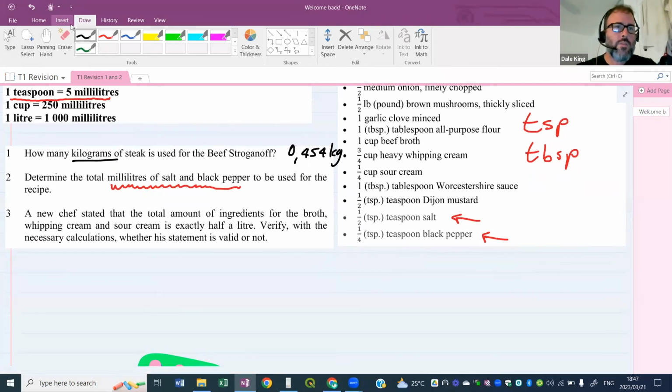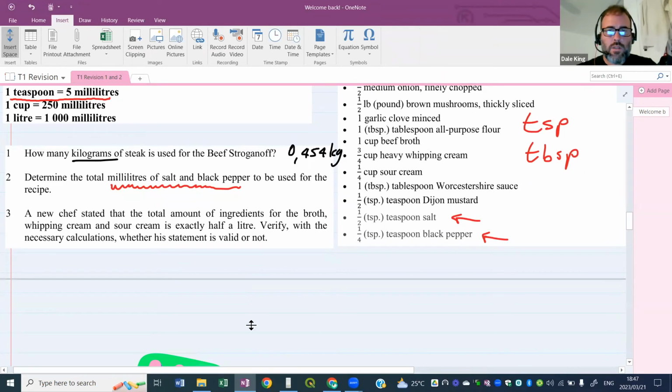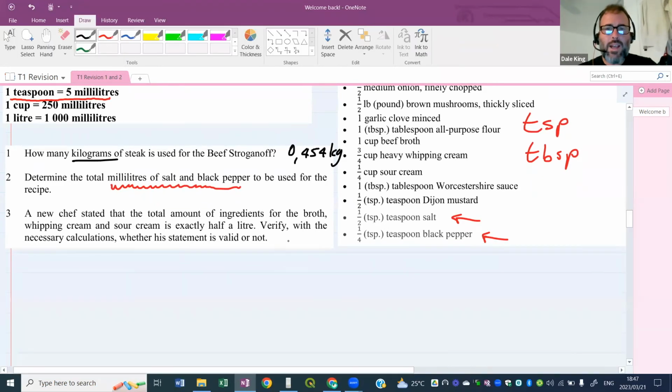I'm going to create some space here for this question. We've got salt and pepper that we need to add up. We've got half a teaspoon of salt and a quarter teaspoon of pepper. Whenever we talk about teaspoons, 1 teaspoon is 5 milliliters. That was given to us in the question. I'll write it here: 1 tsp is equal to 5 milliliters.